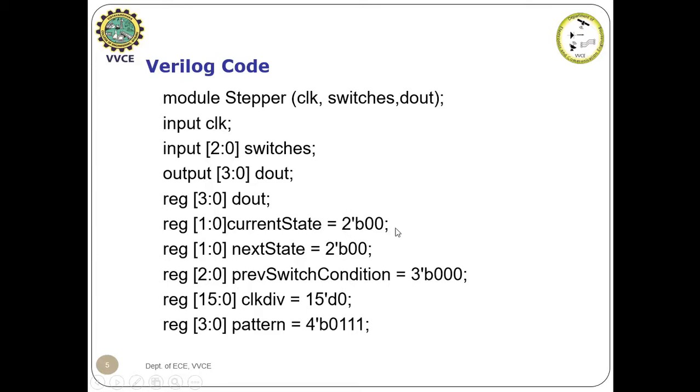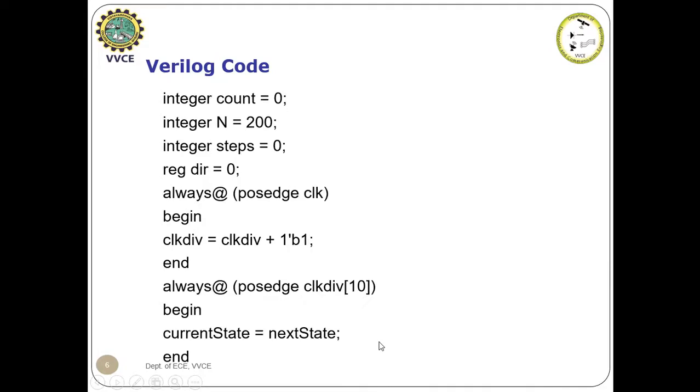Okay, current state is 00. I am assuming it as 00. Next state is also 00. Previous condition is 3-bit 00 because I am using 3 switches, and the clock division. Since I am using a 1 megahertz clock, I found that the ideal value for clock division is 15-bit decimal 0. And the pattern is 4-bit binary 0111.